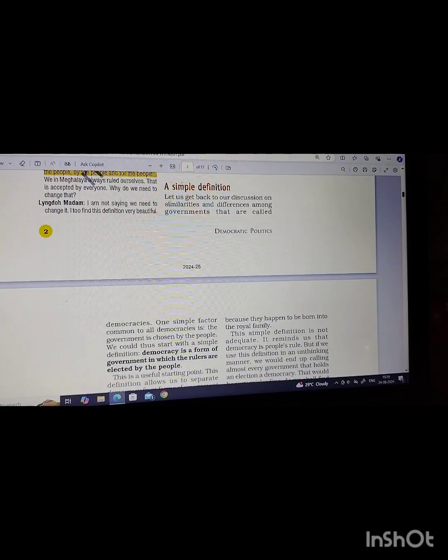A simple definition. Let us get back to our discussion on similarities and differences among governments that are called democracies. One simple factor common to all democracies is that the government is chosen by the people. We could thus start with a simple definition. Democracy is a form of government in which rulers are elected by the people. This is a useful starting point. This definition allows us to separate democracy from forms of government that are clearly not democratic.